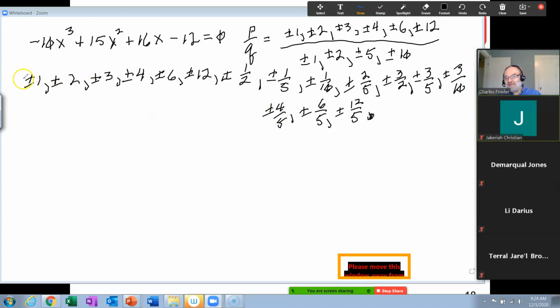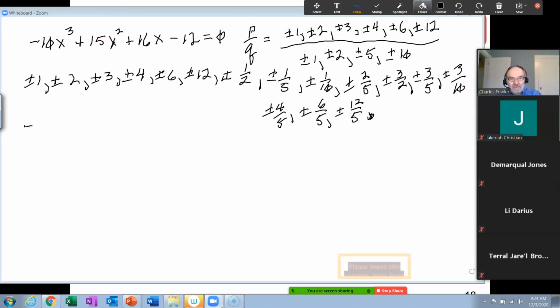So let's start with the easy one, plus 1. That's where I always start. All you have to do is add your coefficients. Okay, so I'm going to try to do that now. Let me do it down here. Let me scoot it over just a little bit. I'm going to be cheating on this, but I'll show you why.